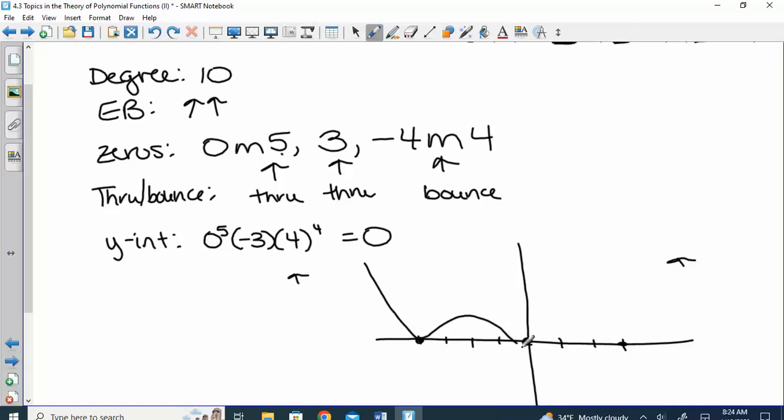At some point, we've got to come back and hit the next one. My graph's a little bit off there. Come back and hit here, and it goes through. We have to turn around and come back and hit the last one, and it goes through. So my graph looks something like this.